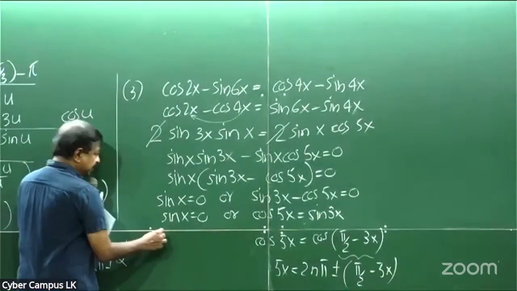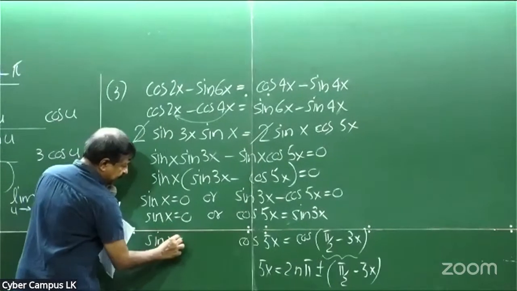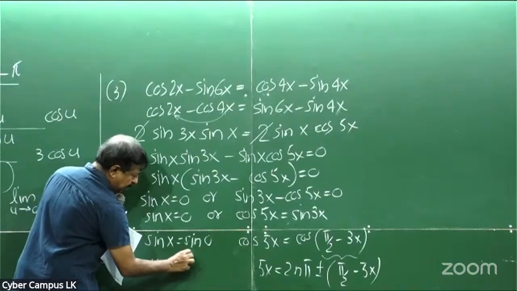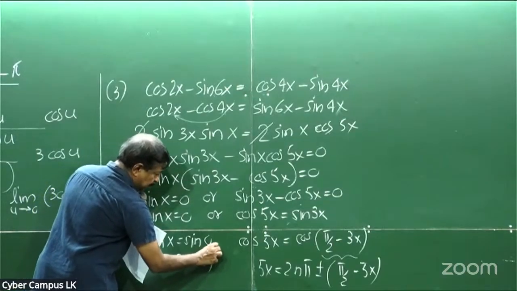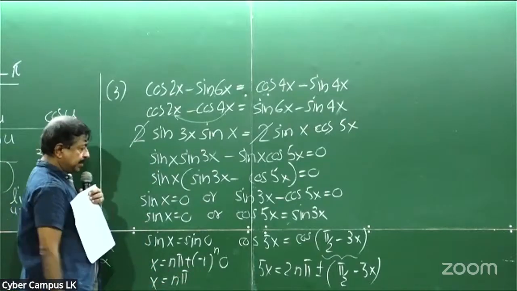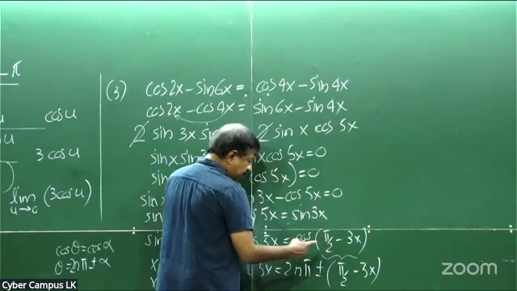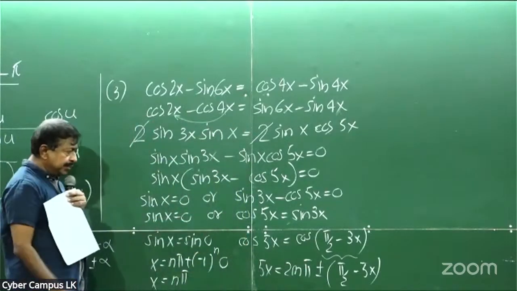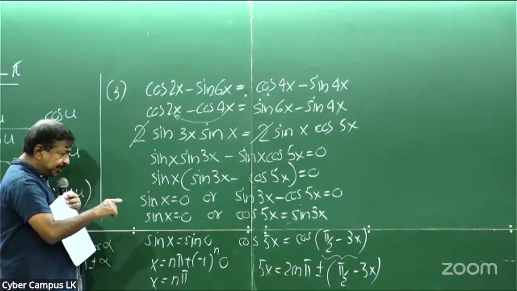I mean, this one is easy, right? Sin x is sin 0. So you can write x as n pi plus minus 1 to the power n times 0. So x is n pi. Now here, I'll use m. n and m are integers. Now you have to make x the subject.